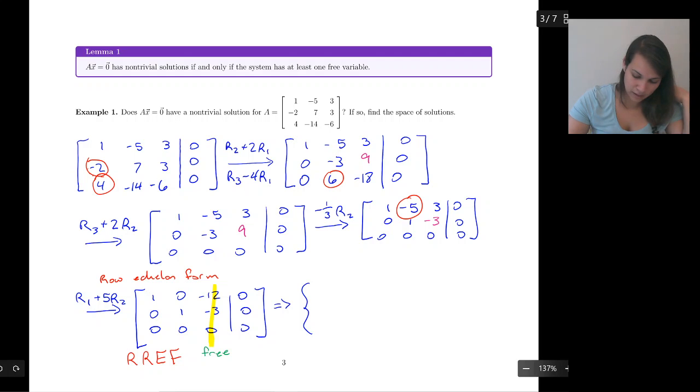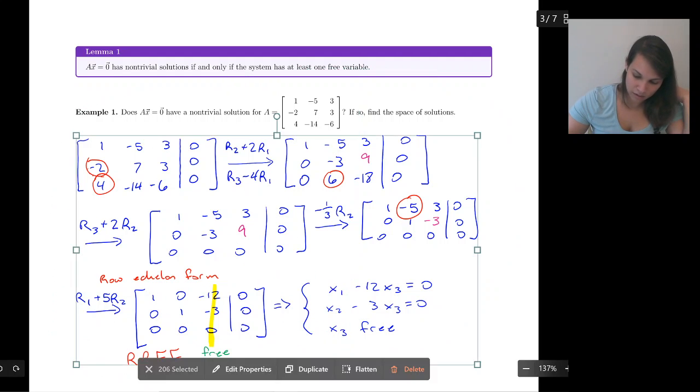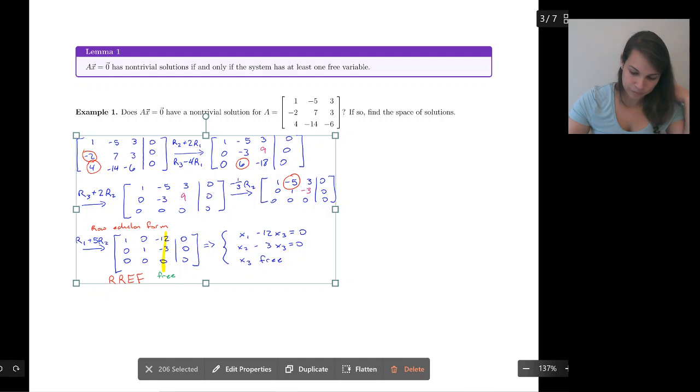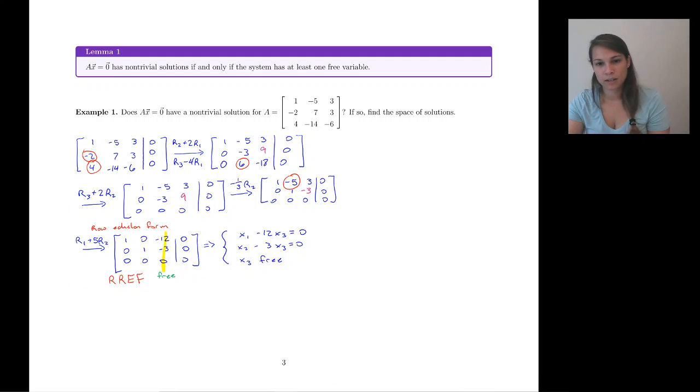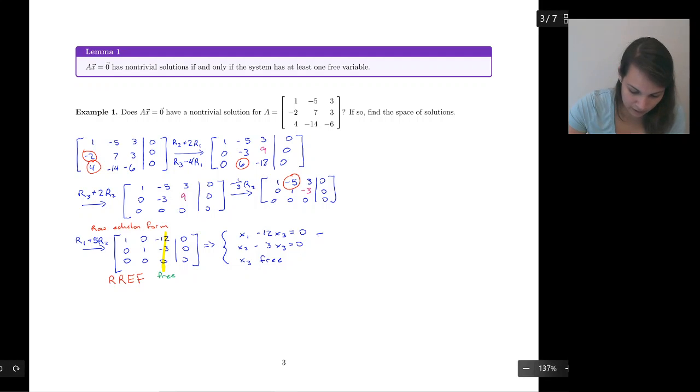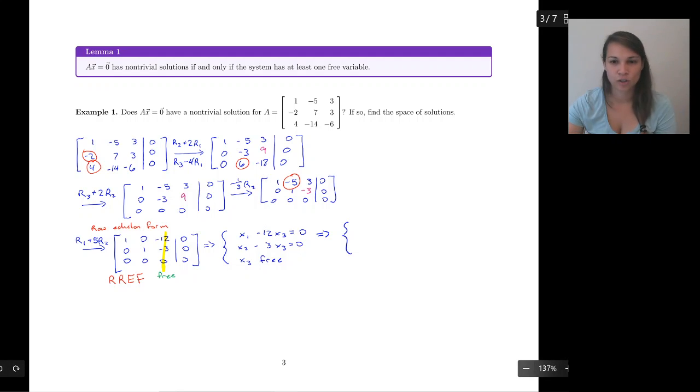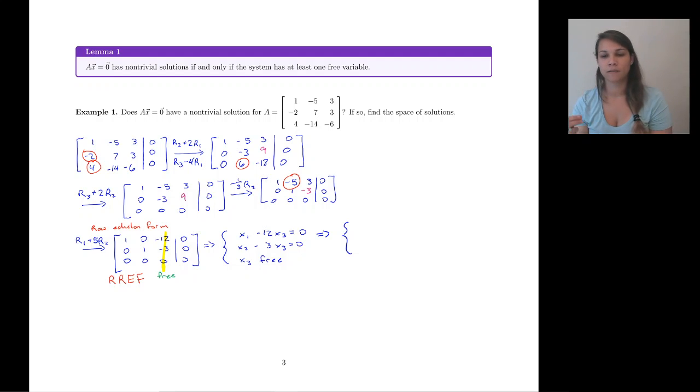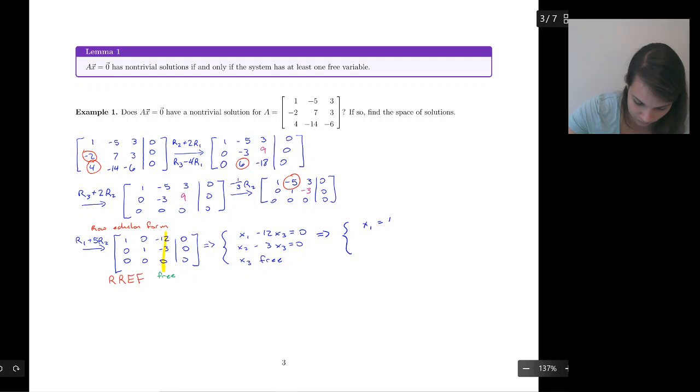So then translating this back to a system of equations, we get x1 minus 12x3 equals 0, x2 minus 3x3 equals 0. We have x3 is free. There we go. So now that I have x1, x2, and x3 equations, I'm going to take this a step further, and I need to solve for my basic variables in terms of the free variables. That means x1 is basic, so it's going to equal something involving x3 because x3 is the free one. Same thing for x2.